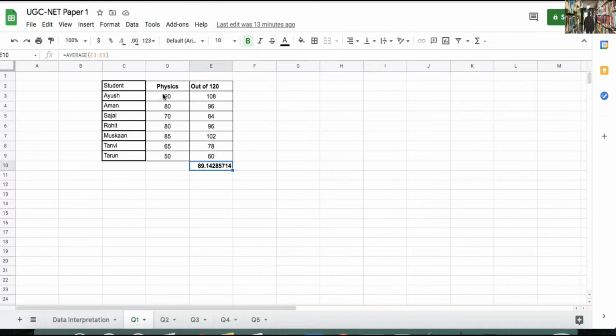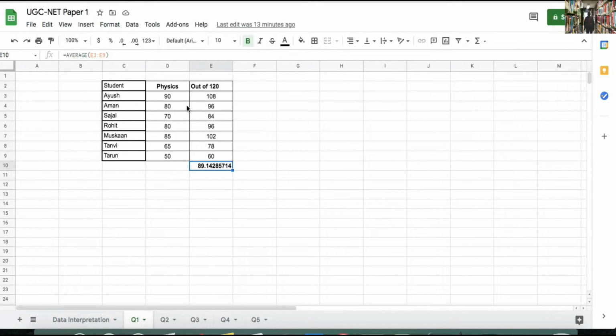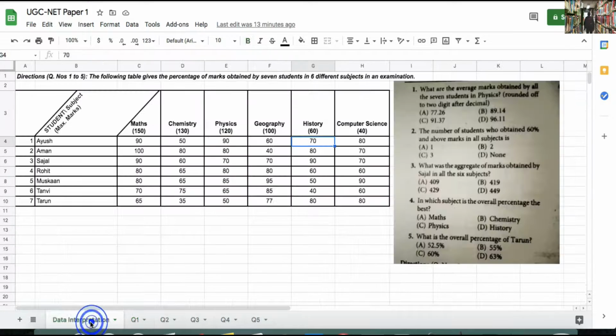Now see, if you look at this particular data set, these are the percentage of marks obtained by these students in physics. So let's go to question number 1 here. The question is clearly asking what are the average marks obtained by all the 7 students. That means we need to find the marks obtained out of 120. 90 is not out of 120. We need to find what marks Ayush got out of 120.